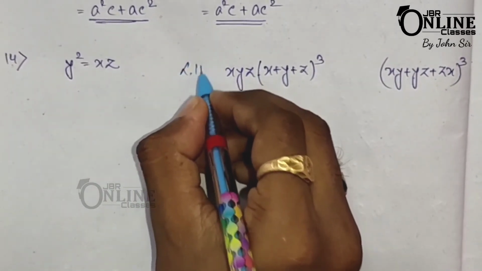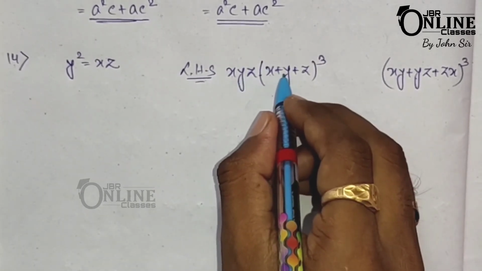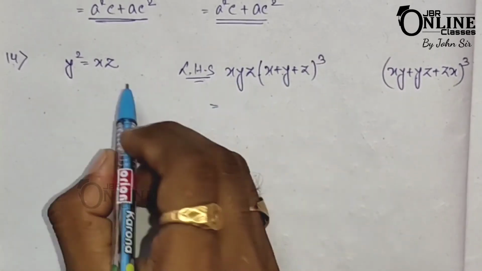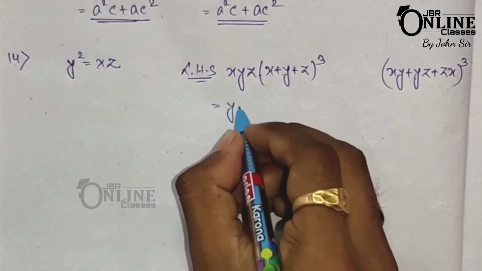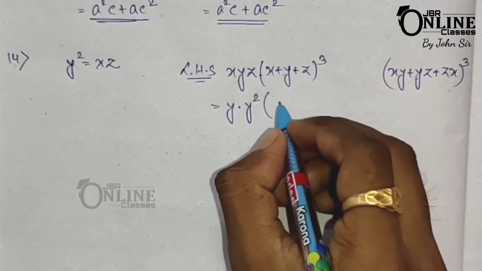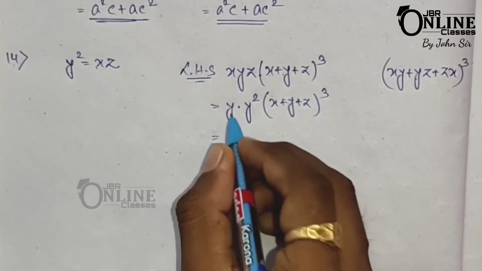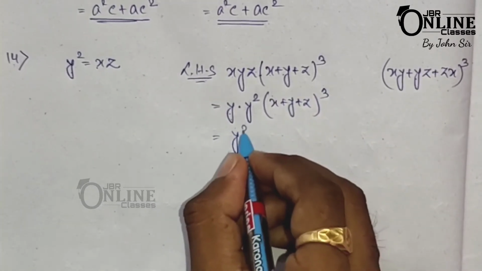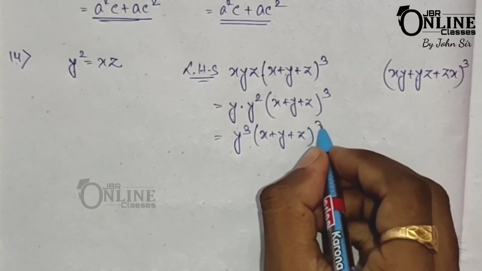So suppose left hand side equal to this one. So xyz into x plus y plus z whole cube, then here xz equal to y square. Okay, so just put down y, and instead of xz just write down y square. So here x plus y plus z whole cube. So here y into y square, that becomes y cube. So x plus y plus z whole cube.